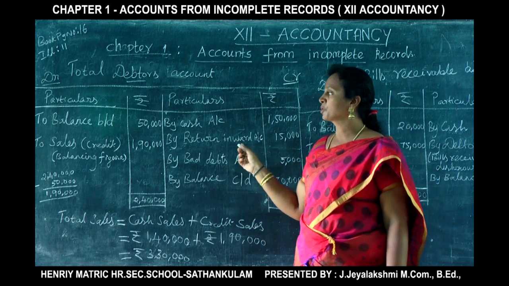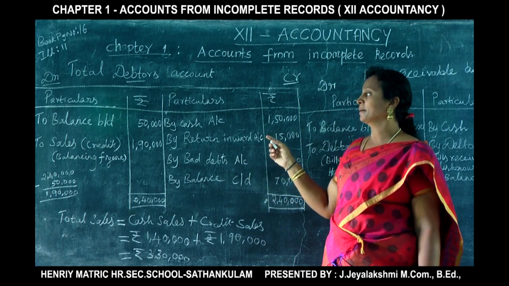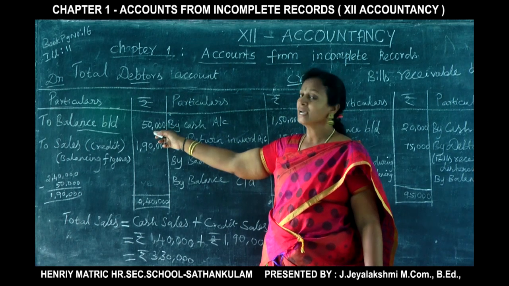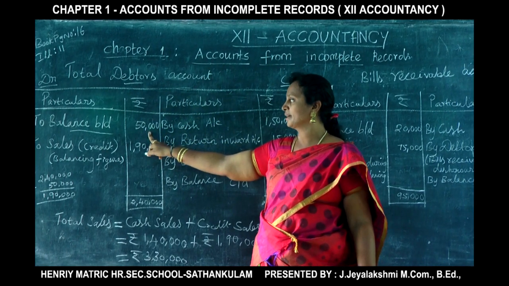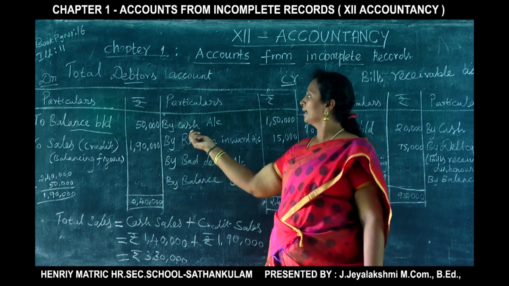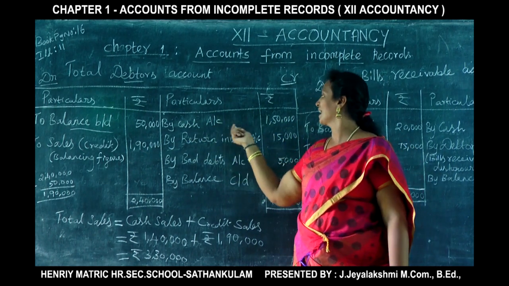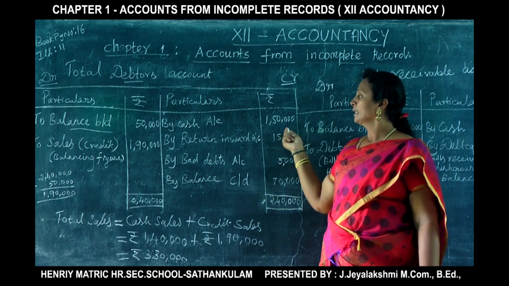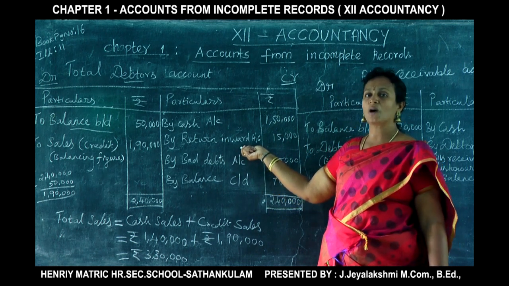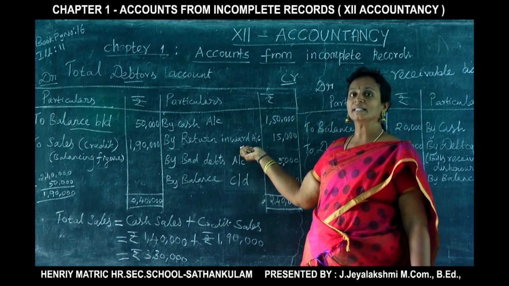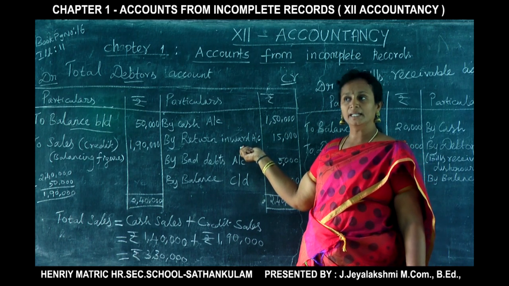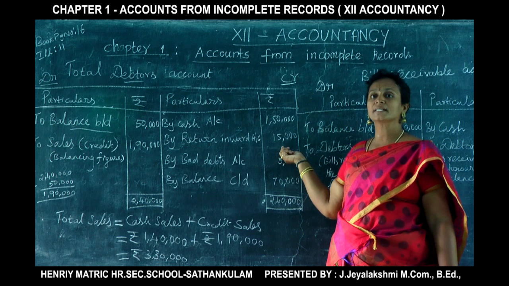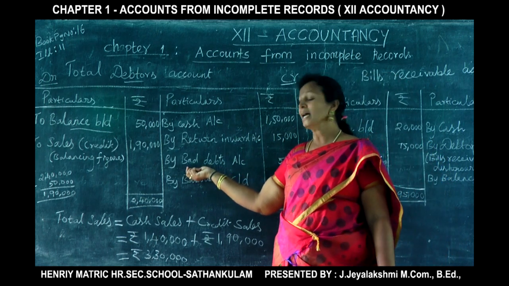See, in your question the debtors are given first, at the beginning. So we write to balance brought down. That amount is carried to the total debtors account. So 50,000 is given. Then next we come to the credit side. By cash, how much is given in the question? 1,50,000. Then sales return. Sales return means that in the sales, the damaged product or anything else they didn't want, they returned to us. So how much is it worth? 15,000.